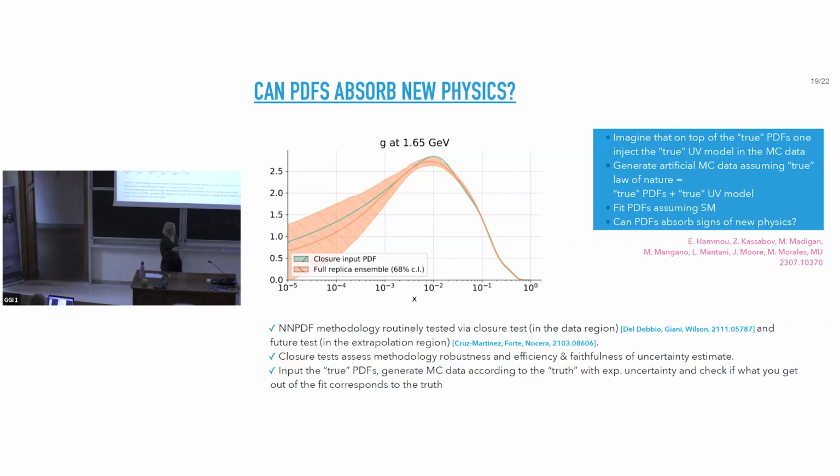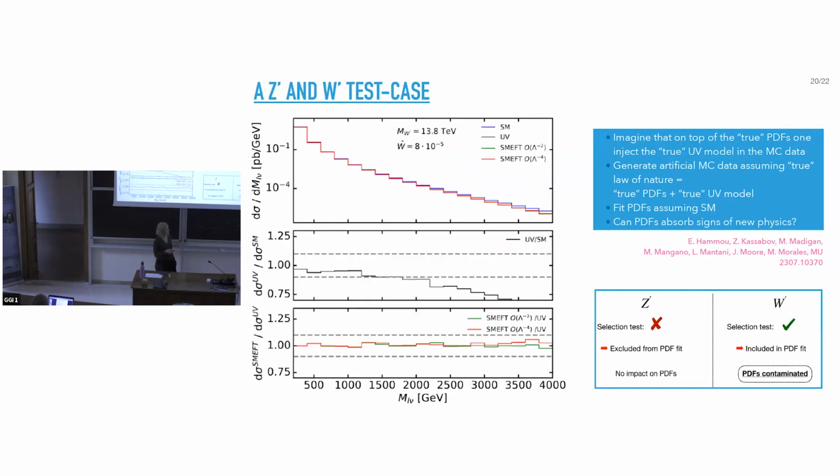So then you generate artificial data, assuming the true law of nature, so true PDFs plus the true new physics. But you fit the PDFs blindly, assuming the Standard Model, as everybody does. And then you ask, can the PDFs absorb the signs of new physics? We try to answer this quantitatively with this closure test method. This is the paper if you want more details.